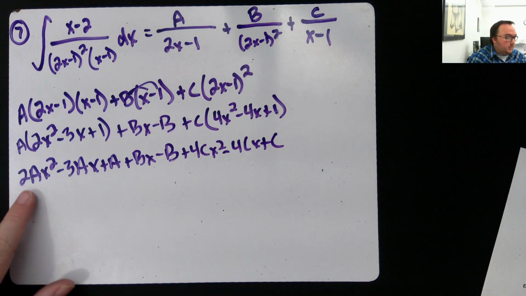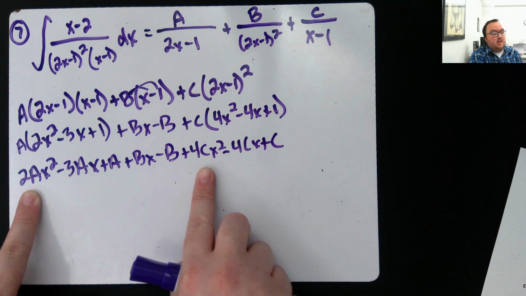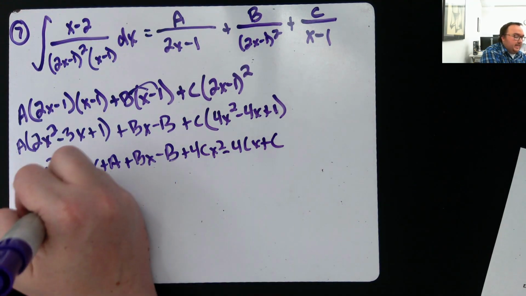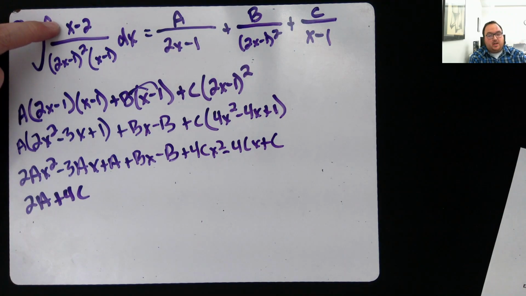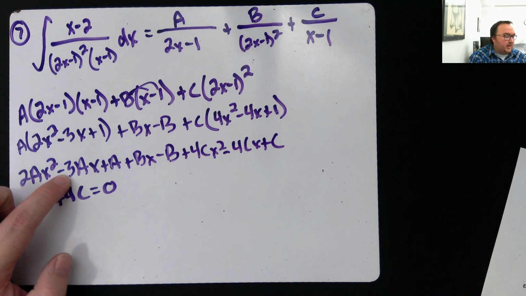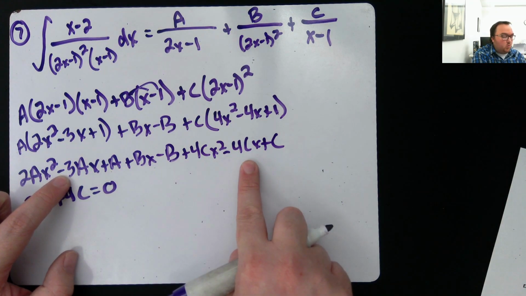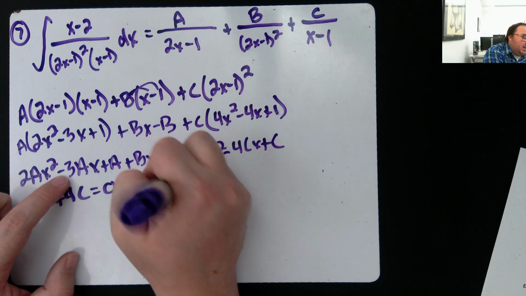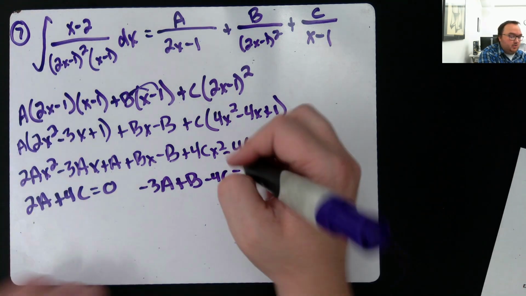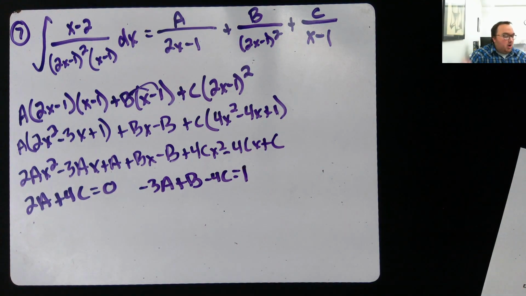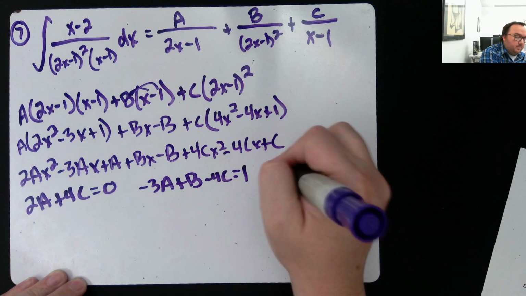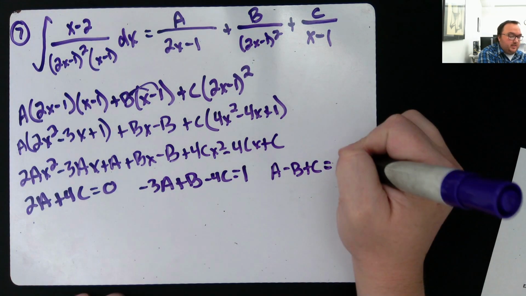For the squared terms, I have 2ax squared plus 4cx squared, which means 2a plus 4c. Since there are no squared terms over here, that has to be equal to 0. Now I have negative 3ax plus bx minus 4cx, means negative 3a plus b minus 4c has to be equal to, this is 1x, so just 1. And then my constants are a minus b plus c has to be equal to my constant, which is negative 2.